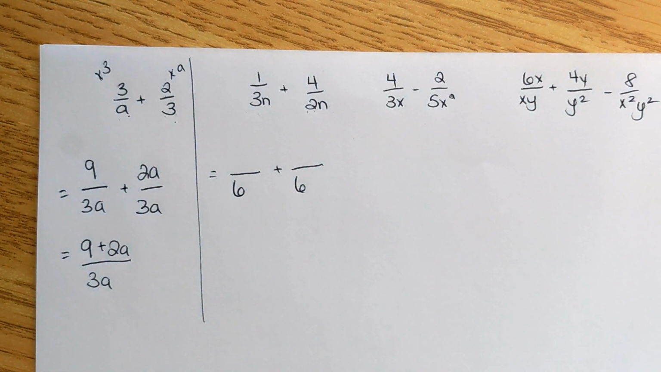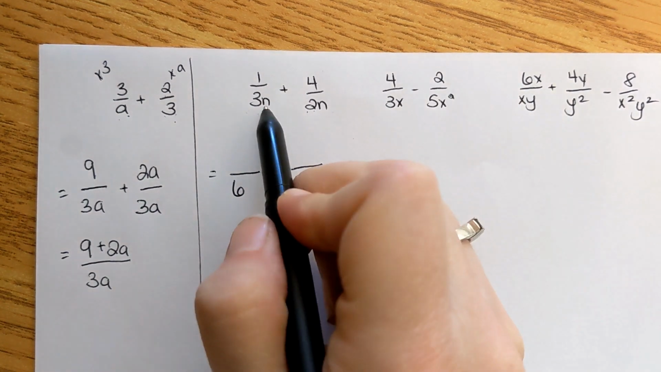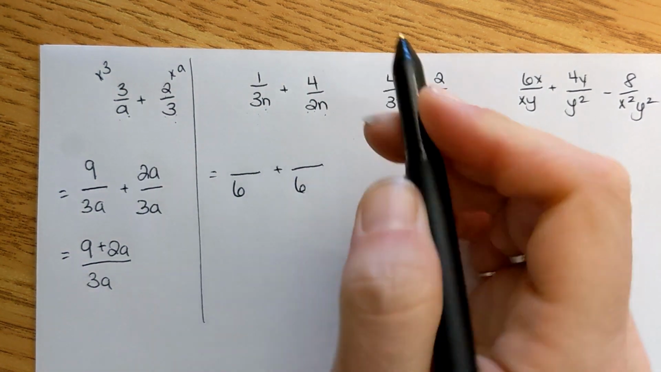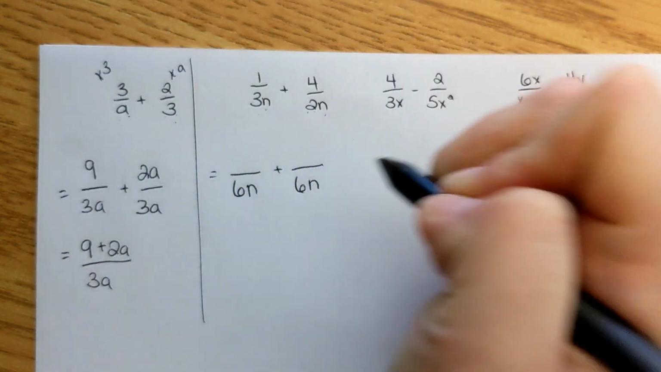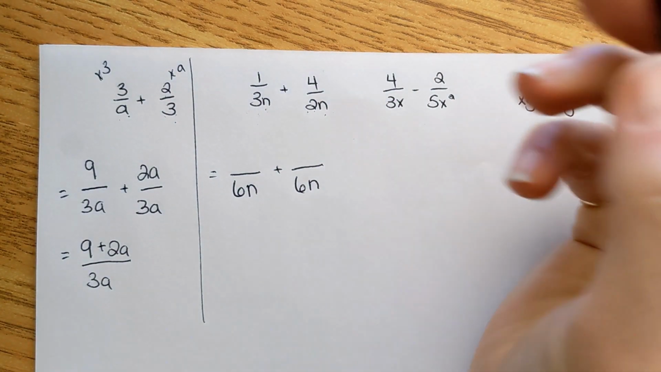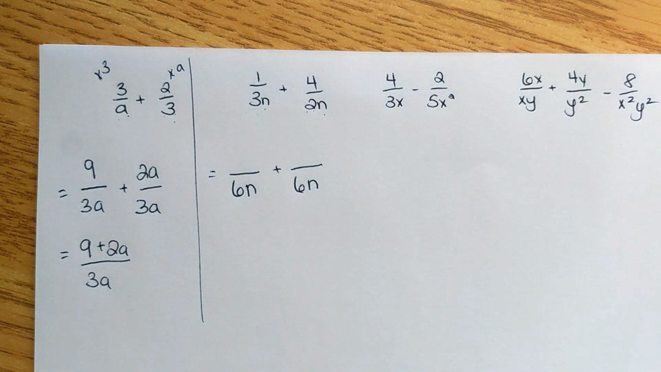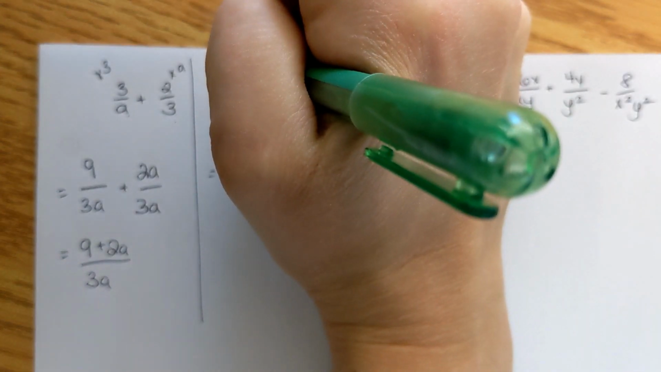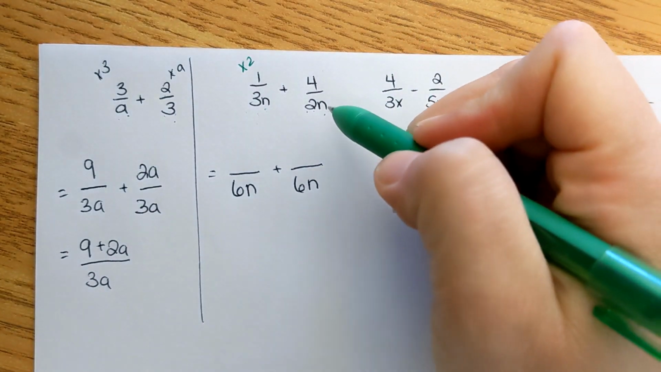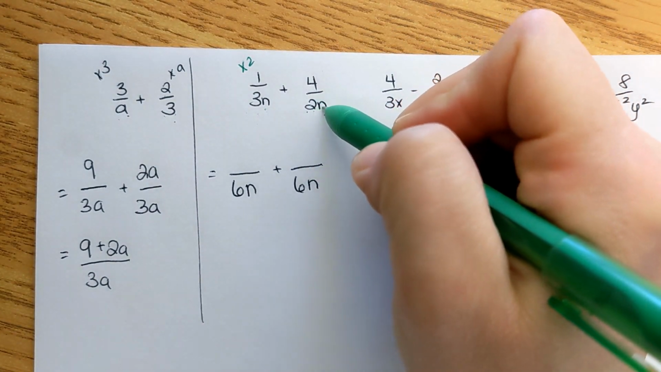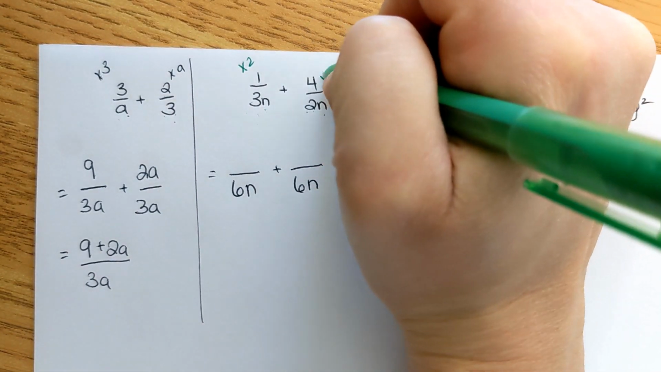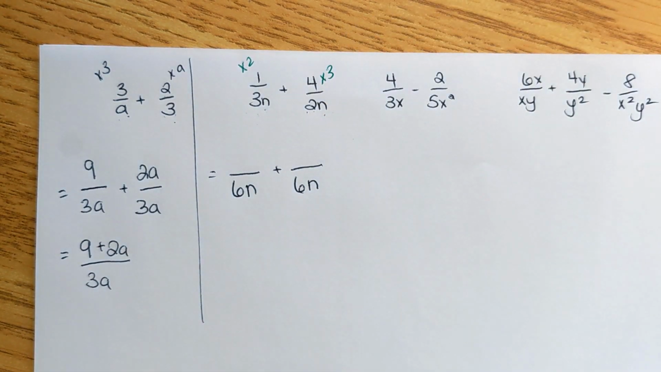Now I'm going to look to the variables. Right now I have one n and another n. These are exactly the same, so I don't need to actually adjust my variables. To go from 3n to 6n, I have to multiply by 2. To go to 6n from 2n, 2n times 3 will give me 6n.